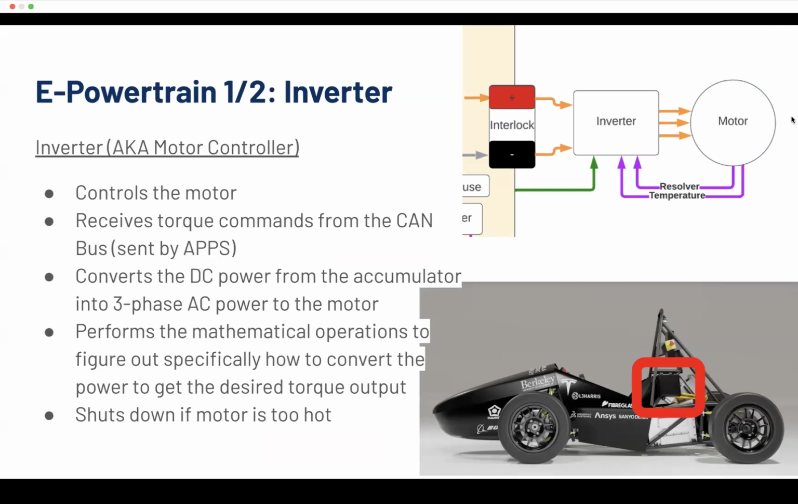And then there's some feedback from the resolver, which is the angle of the motor and the temperature of the motor, where it controls all of that. And it also shuts down if the motor gets too hot or if the inside of the inverter gets too hot from switching. Beyond that, the inverter also gets 12-volt power from the LVPDB. Any more questions on things about the inverter?